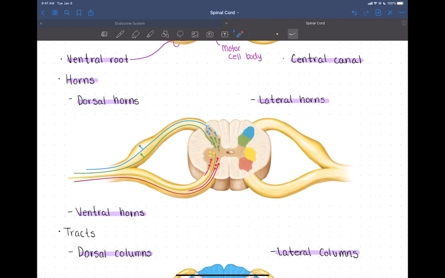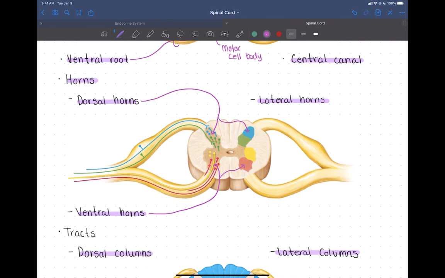Okay, so for the horns, we have dorsal horns, so they'd be both on the left and the right. Switching to the pen. We'd have a dorsal horn here, and a dorsal horn here. And then we have ventral horns. This is where those motor cell bodies are located. So we have a ventral horn here and a ventral horn here.